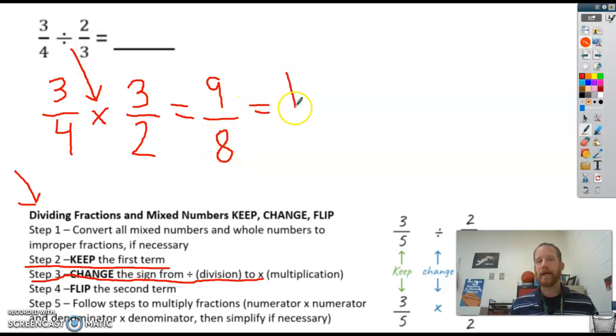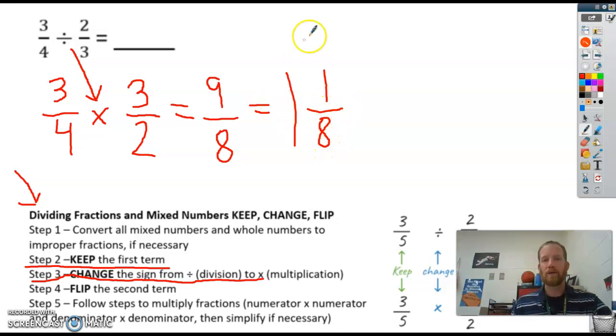I'm going to simplify that to a mixed number, and so I'd say 8 goes into 9 one time. What's left over? 1 out of 8. And so my solution for 3/4 divided by 2/3 is 1 and 1/8.